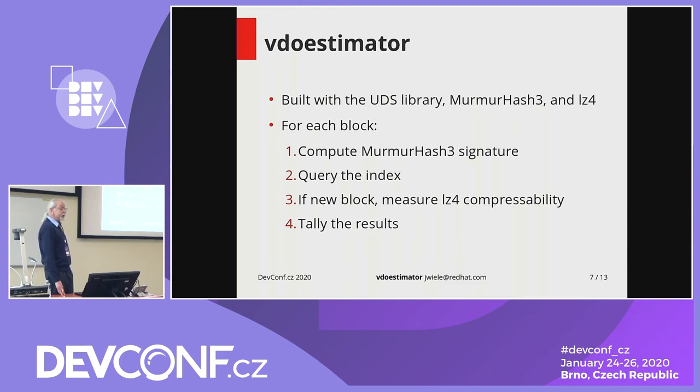If the hash is not found in the index, it's a new block. So we treat it like VDO would treat a new block. We check to see if it's compressible by LZ4. And while we're doing this, we're tallying up the results. So it keeps a running count of files read, blocks read, blocks duplicate, and how much compression is available. And then it prints out a summary at the end.